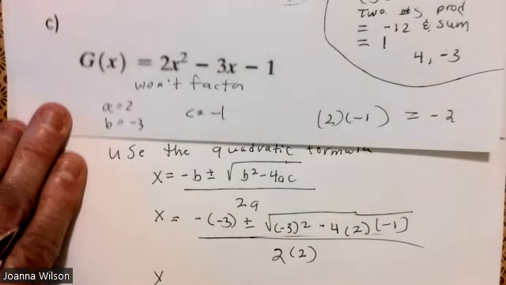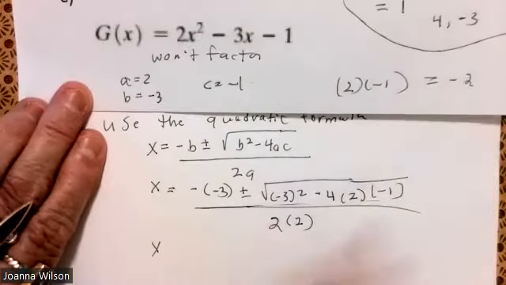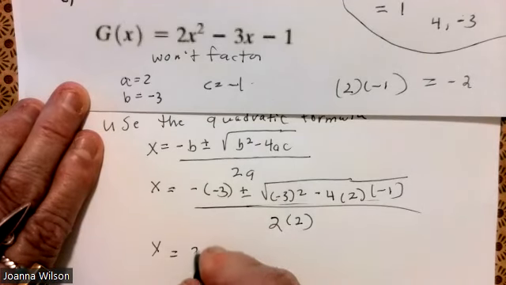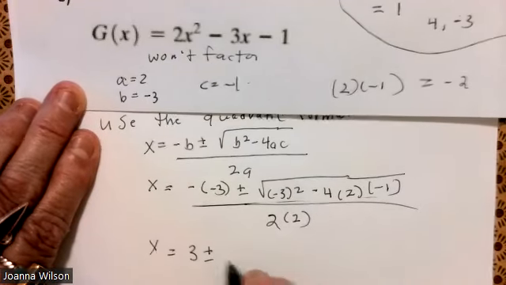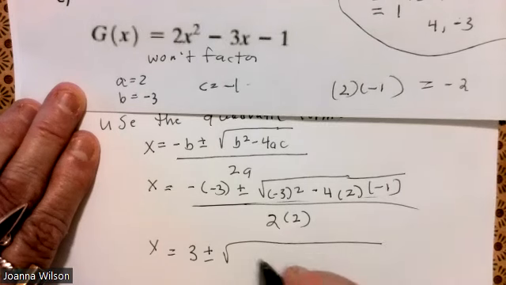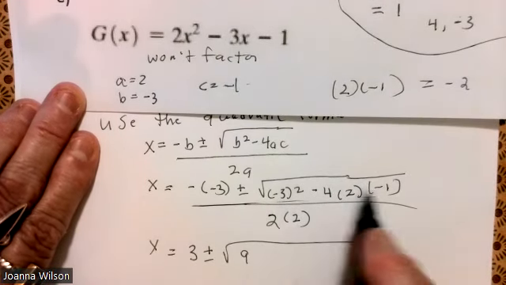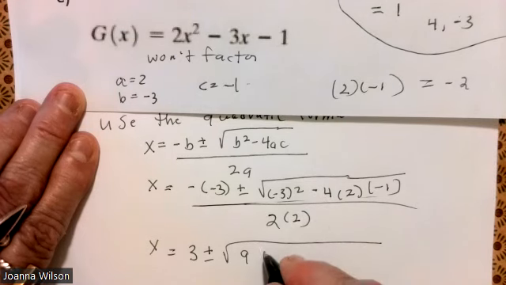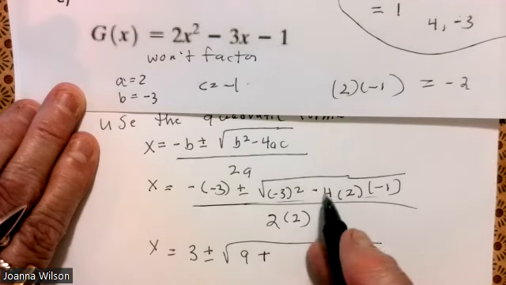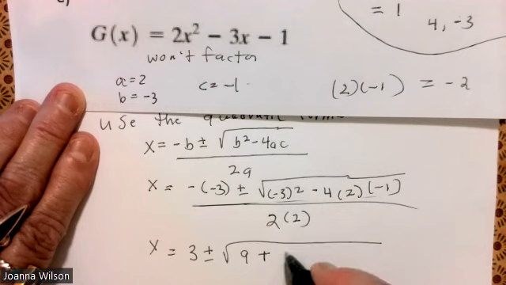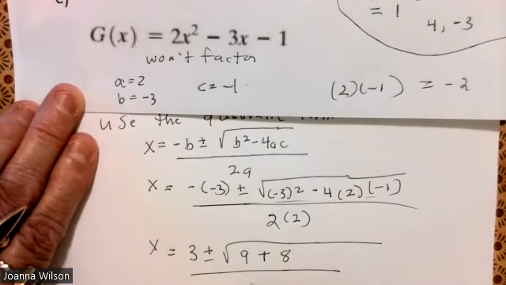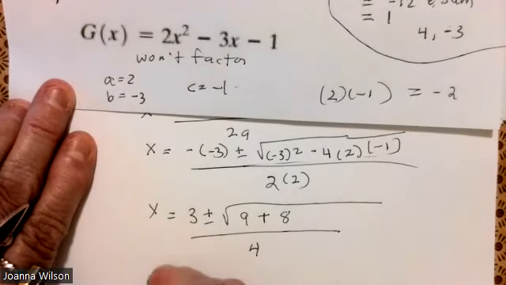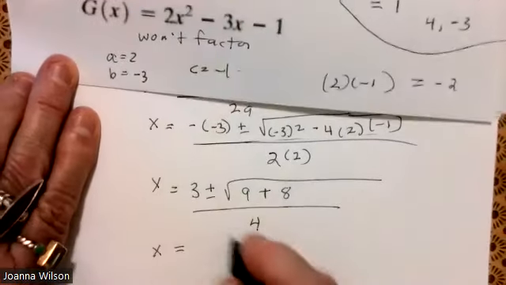So then x is going to be equal to 3 plus or minus the square root of 9, and then go ahead and do the sign here. You've got a minus times a minus, so that's going to become a plus. And then 4 times 2 times 1 would just be 8. And then in the bottom, we've got 4. And then just add that together.